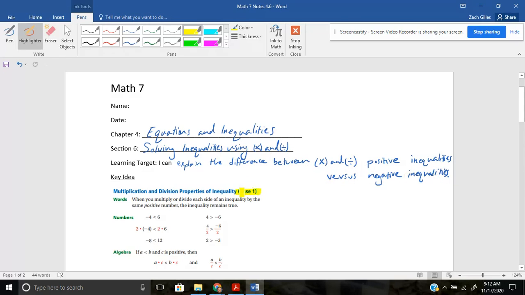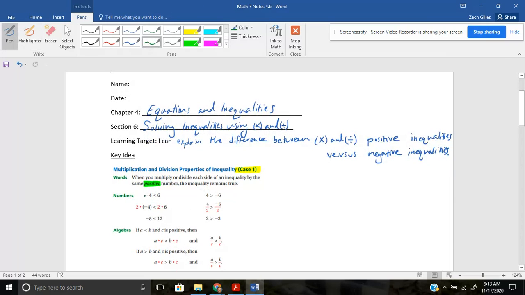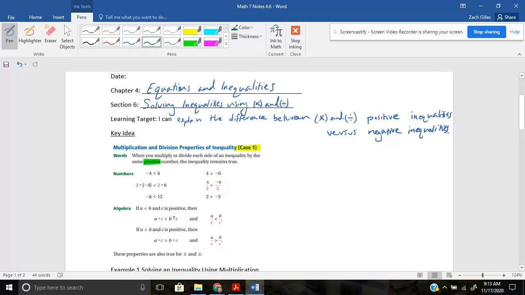In the first case, when you multiply or divide each side of an inequality by the same positive number, the inequality remains true. For example, if we had -4 is less than 6 and we multiplied both sides by 2, it would stay the same. Our inequality stays less than. The same goes for division.